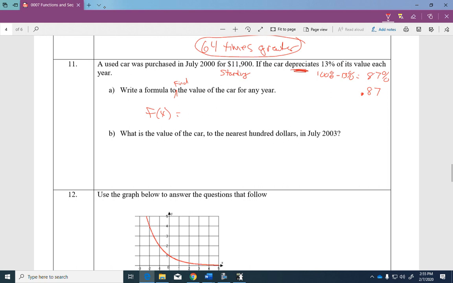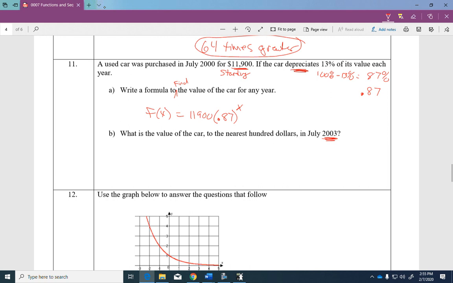f of x equals the starting amount times the growth factor to the x power. This one's an x, not an x minus 1, because this starting year is before it started depreciating. It's at year 0. What is the value of the car to the nearest $100 in July of 2003?